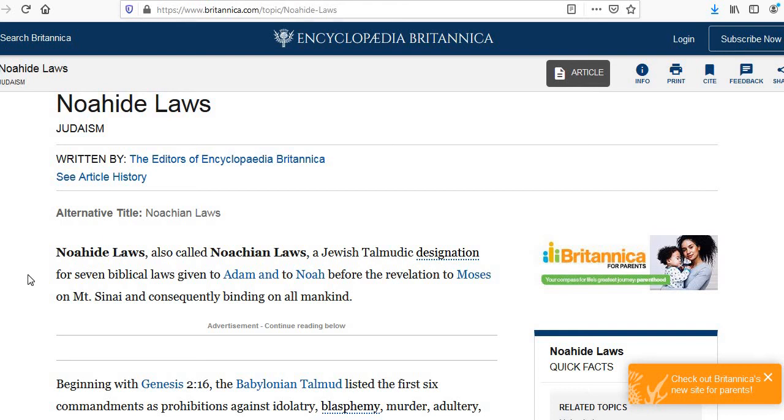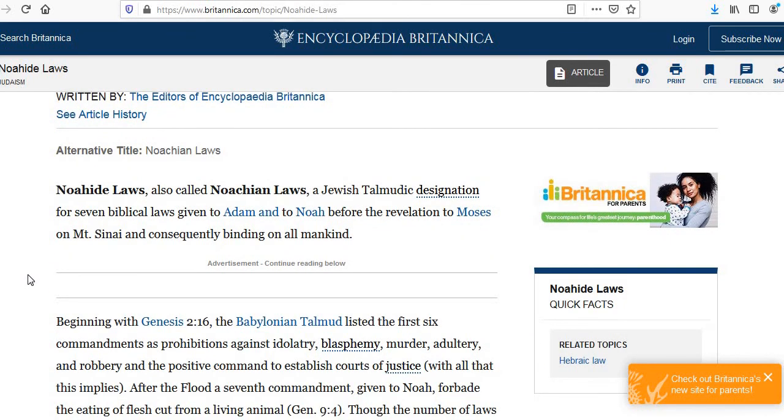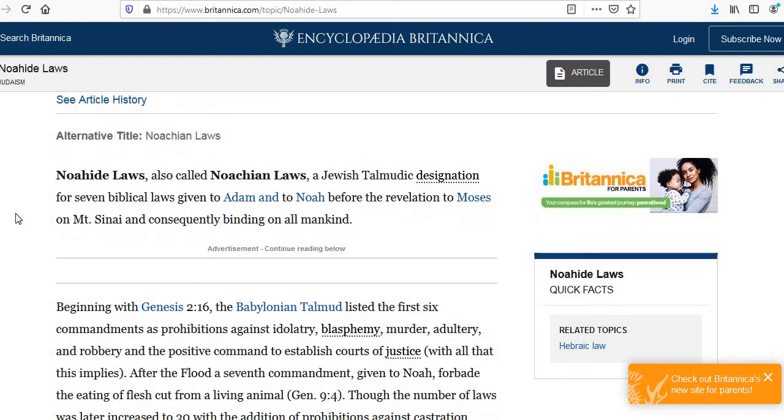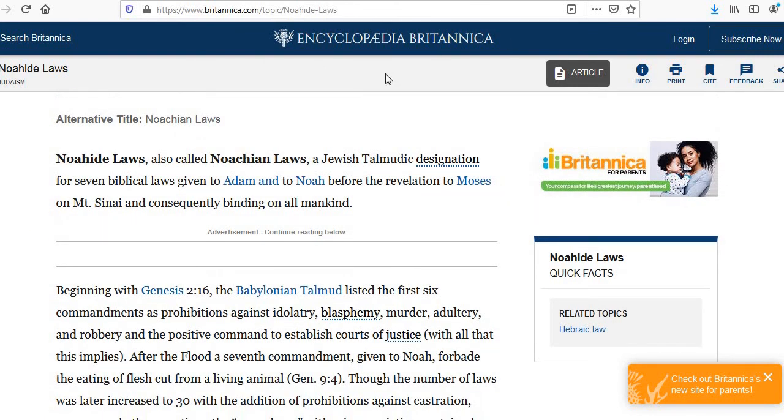For those who are not familiar with the Noahide laws, I'll just read a bit of this paragraph from Encyclopedia Britannica. I'm not using a Jewish source here, just to show that it's well-known and a well-sourced concept, nothing new. So the Noahide laws, also called Noachian laws, a Jewish Talmudic designation for 7 biblical laws given to Adam and to Noah before the revelation to Moses on Mount Sinai, and consequently binding on all mankind.